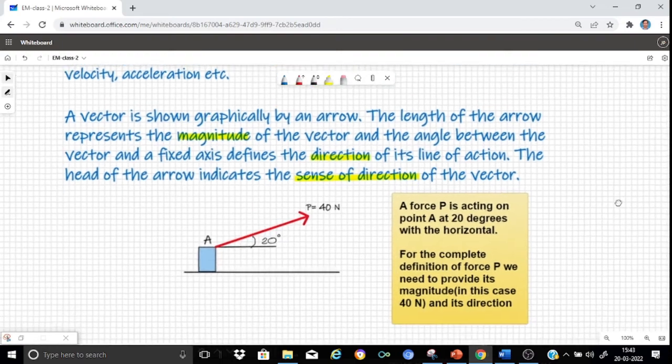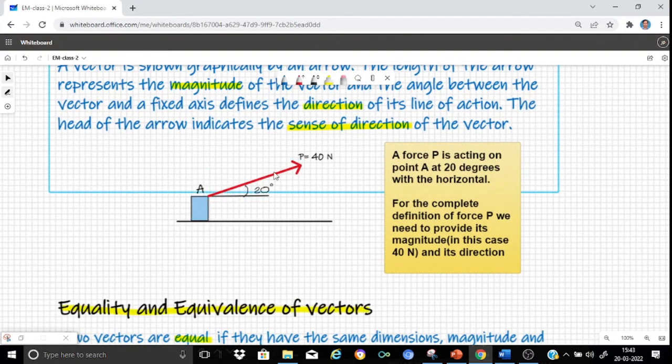For example, look here. I have shown a very simple force P which is acting on a point A of the body. Obviously we know that P is a force vector. We need to specify the magnitude. Here I have specified the magnitude P equal to 40 Newton.